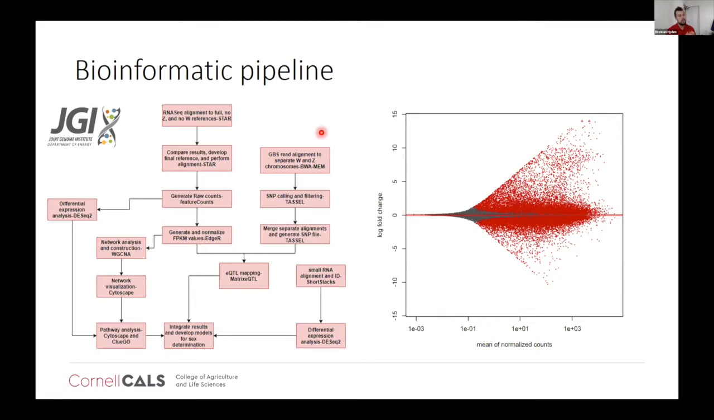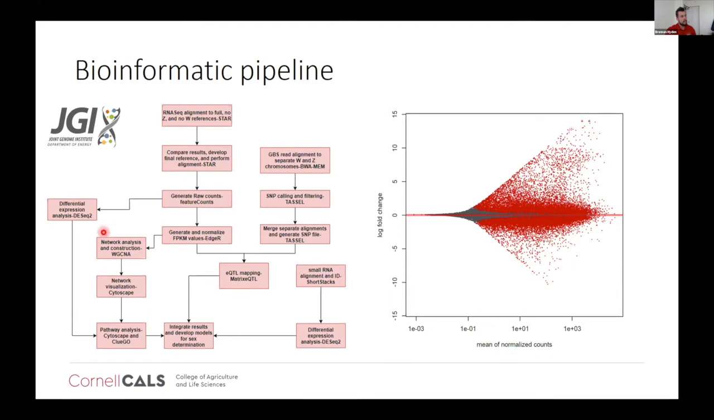So with the help of JGI, we obtained catkin RNA-seq data from 90 males and 90 females in an F2 family. And this F2 family was actually generated from our reference male and reference female. So we have reference genomes that we were able to pretty readily apply to analyze this data set. So this is a summary of the bioinformatic pipeline I used, and I won't go into too much detail about this right now, but if you have questions, I'd love to answer them.